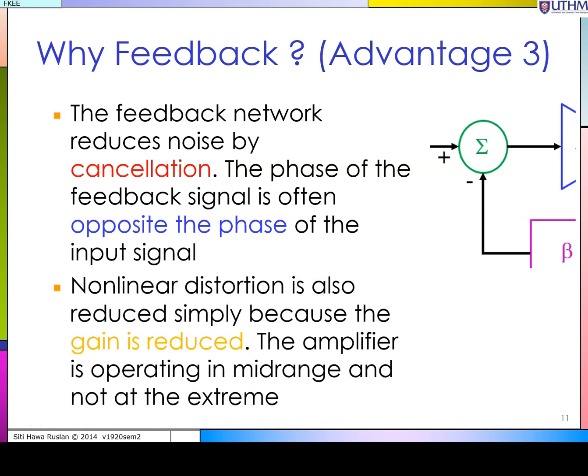And also if there is a distortion, it is reduced because we remember that AF, the overall gain, is A divided by 1 plus beta A. So if there is a distortion, the distortion will also be reduced by the negative feedback circuit. So this is the third advantage of having a negative feedback.